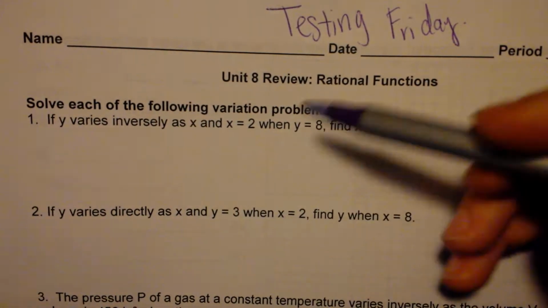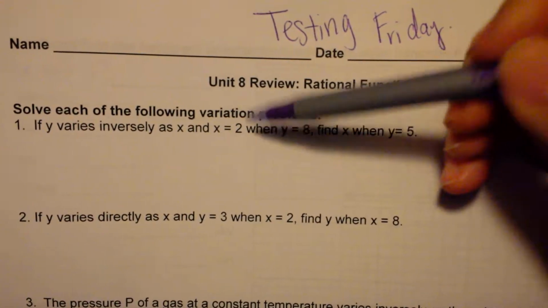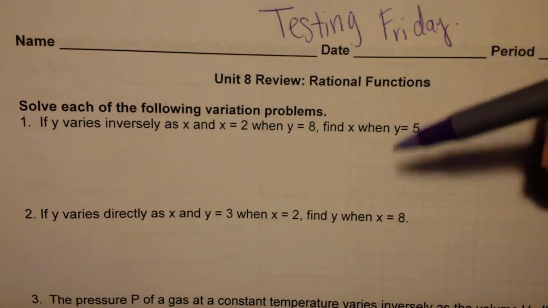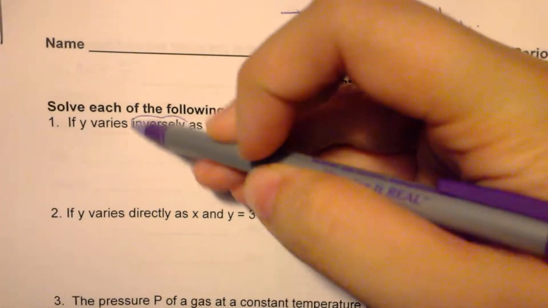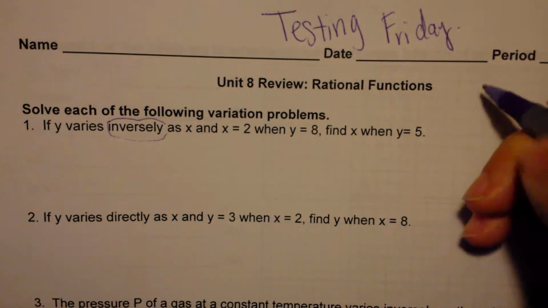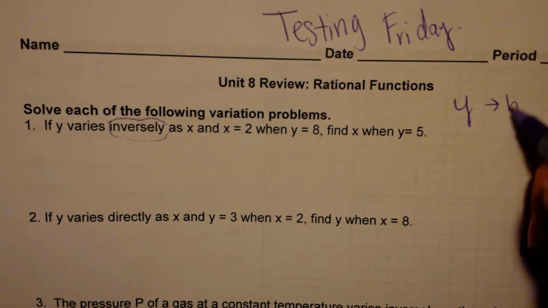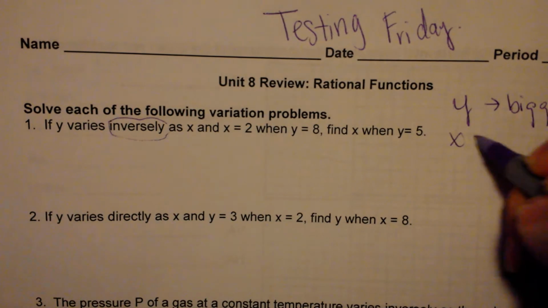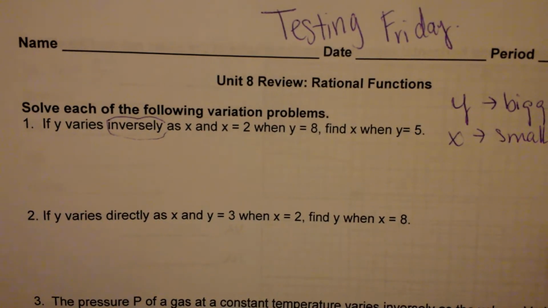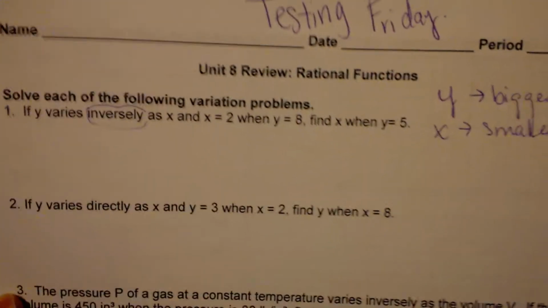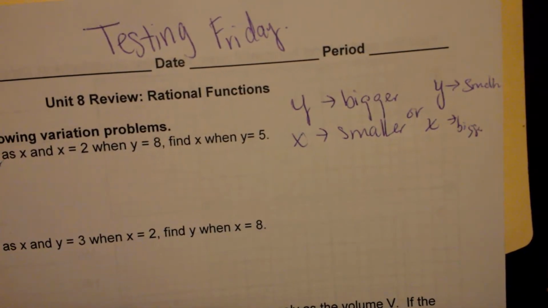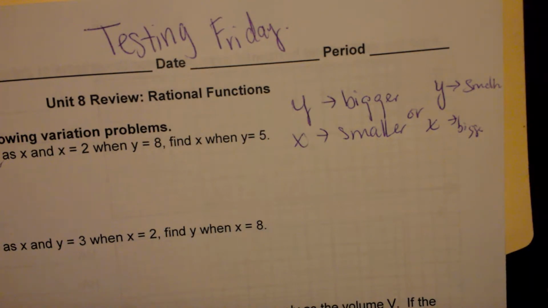So the first one is saying if y varies inversely with x, and x is 2, and y is 8, find x when y is 5. So if they vary inversely, that's saying as y gets bigger, x gets smaller, or as y gets smaller, x gets bigger. It's inversely, it's opposite.